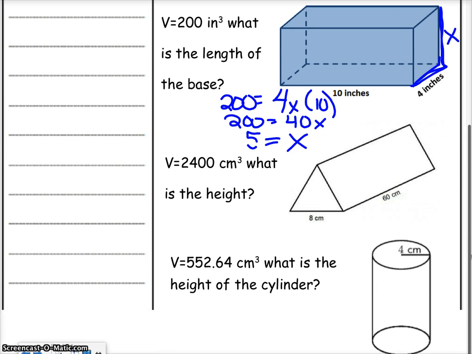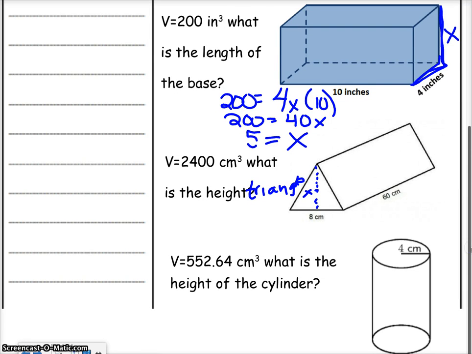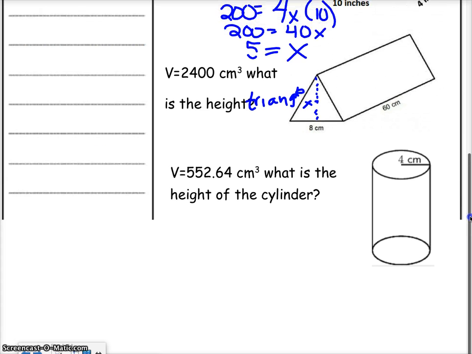Triangular prism. I have a feeling this might get ugly. So the volume is 2,400 cubic centimeters. What is the height of the triangle? This is the height of the triangle, because I already have the height of the prism. I want to know what is the height of the triangle. So here you might want algebra. I sure would. So, working backwards for a triangle is definitely way different than a normal prism.